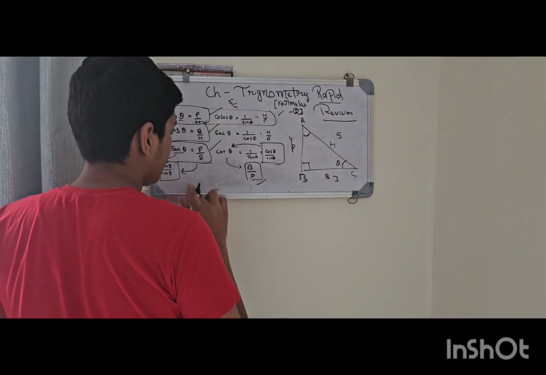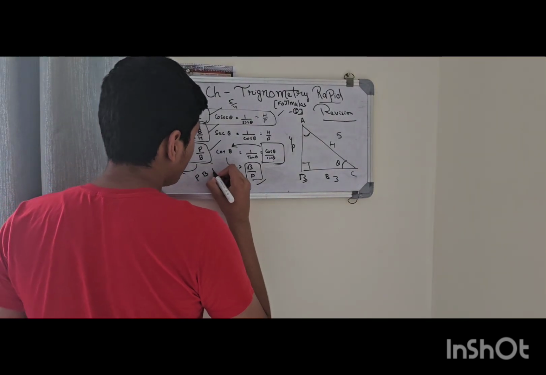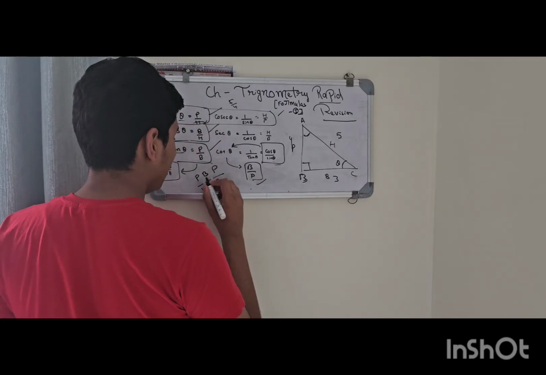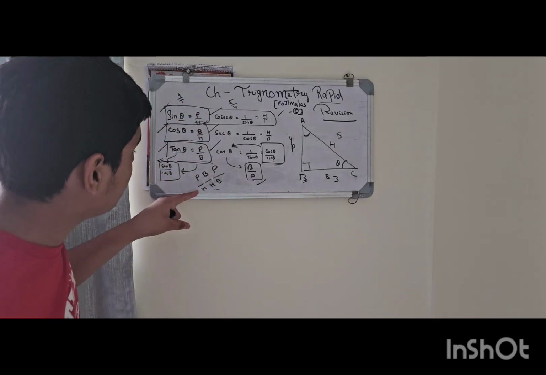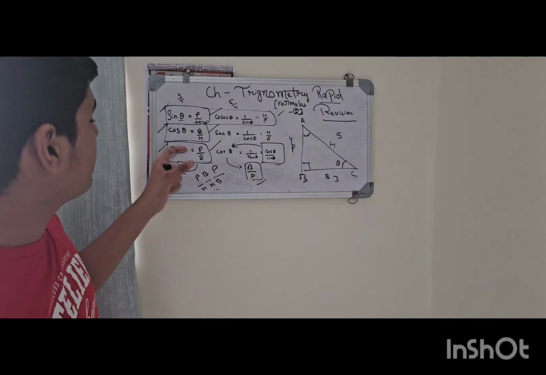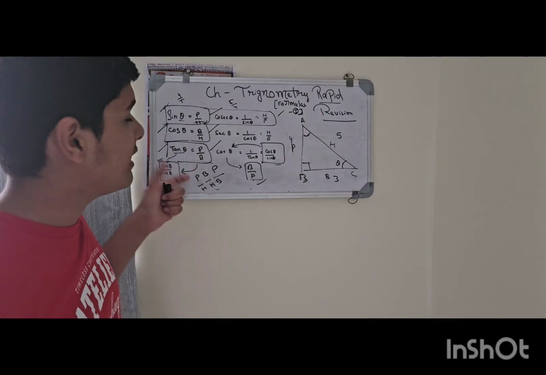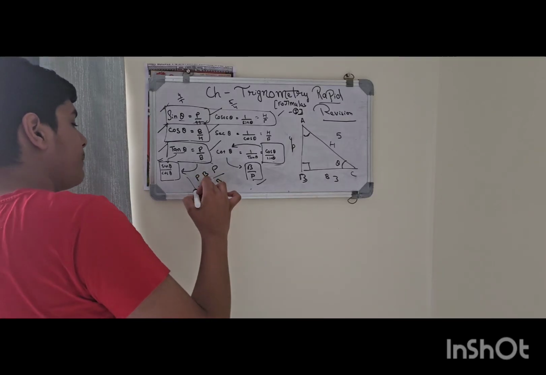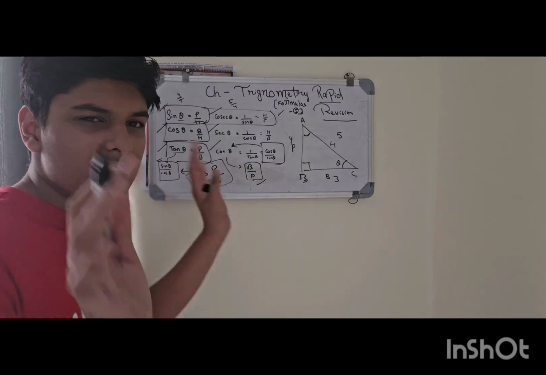Wait, this is a trick. पापा बीड़ी पियोगे? हाँ बेटा. You can write this on the side and remember all your formulas. So P by H is sin theta, B by H is cos theta, P by B is tan theta, and their reciprocals are cosec theta, sec theta, and cot theta. Similarly, पापा बीड़ी पियोगे? हाँ बेटा. You can use this trick.